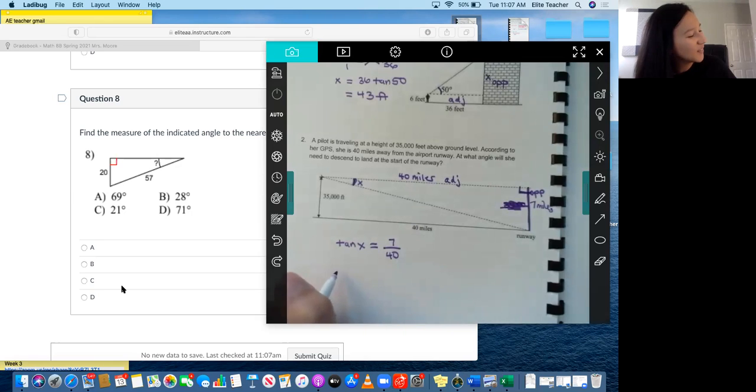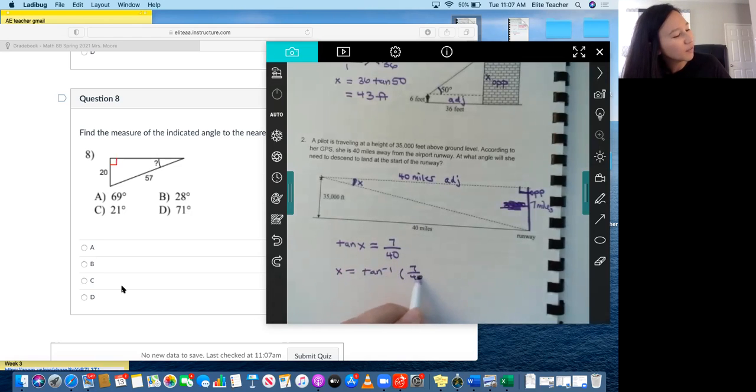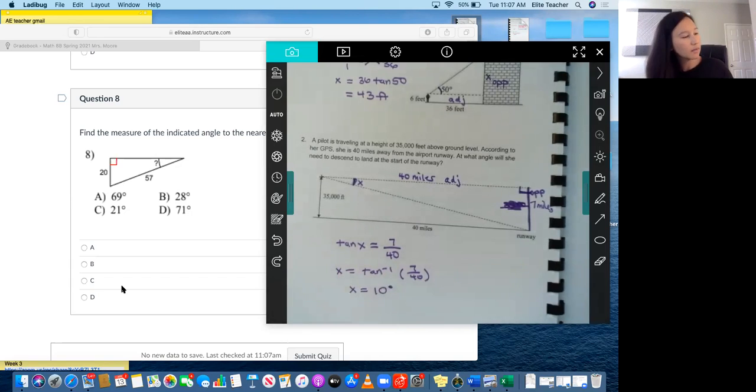Okay, so then we would need to solve for x by taking the inverse tangent of 7 over 40. 7 divided by 40. Make sure you hit your second button for the inverse tangent, which would be 9.92, which would be 10 degrees. So they would descend at 10 degrees to land in 40 miles.